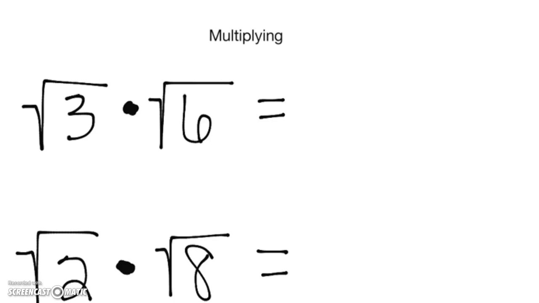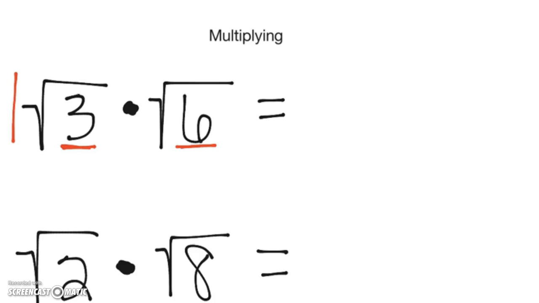So let's move on to multiplying. For multiplying, we do not have to have the same number underneath the radical. We don't have to have the same radicand. They can have different numbers. So notice here I have a square root of 3 times a square root of 6, and I can do that because I am multiplying. When I'm multiplying, I take care of all the numbers on the outside of the radical first, and I can combine numbers on the outside together, and then I can combine numbers on the inside together.